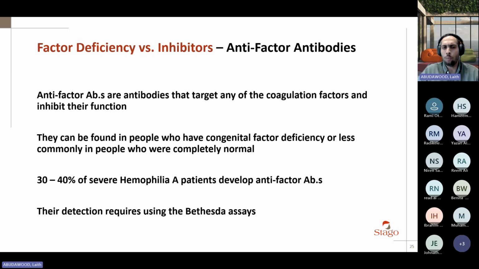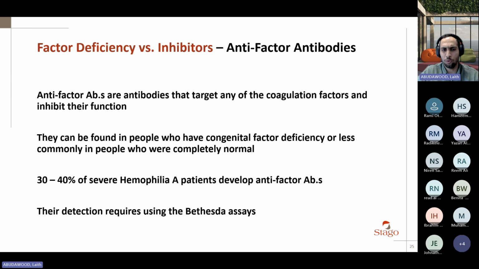Now, who might possibly have this kind of antibodies? Most commonly, they are patients with severe coagulation factor deficiencies. For example, factor 8, severe hemophilia A, severe factor 8 deficiency. Up to 30 or 40% of these people end up with antibodies against the factor. So no matter how much factor 8 you give them as transfusion, the antibodies will disable factor 8. So these people actually have to be given special medications.